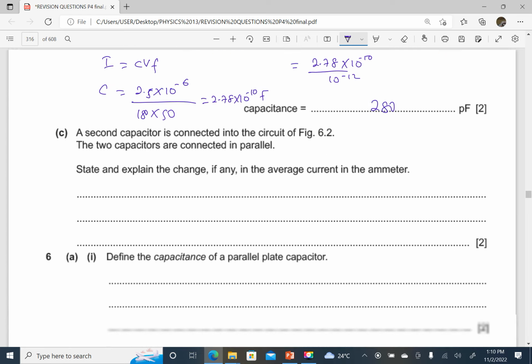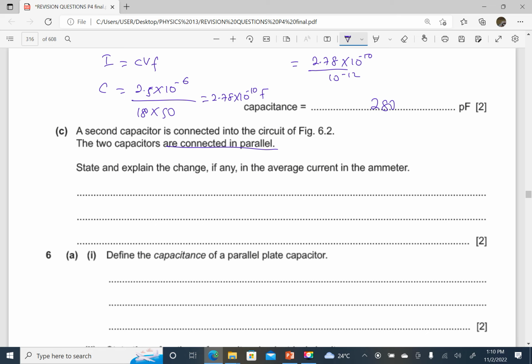A second capacitor is connected into the circuit of the figure. The two capacitors are connected in parallel. Remember, when capacitors are in parallel, total capacitance is the sum, so it has a higher capacitance. Okay, state and explain the change, if any, in the average current in the ammeter.